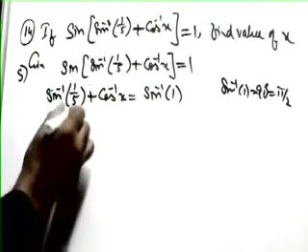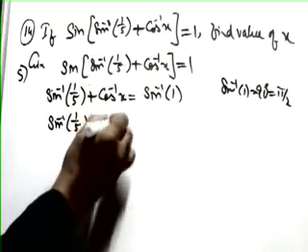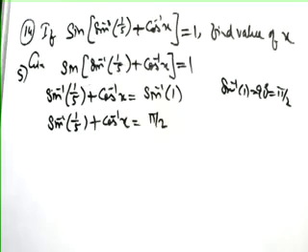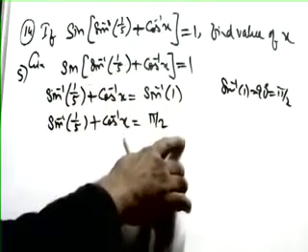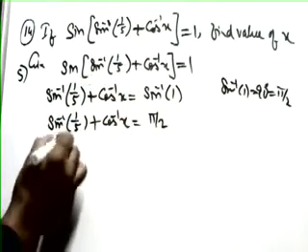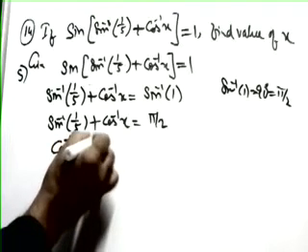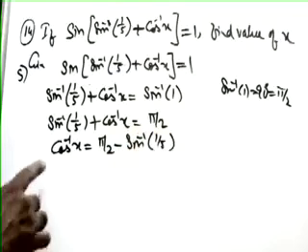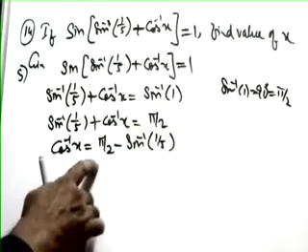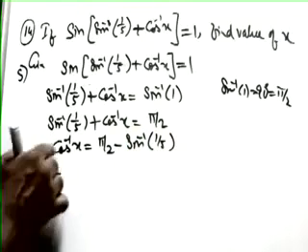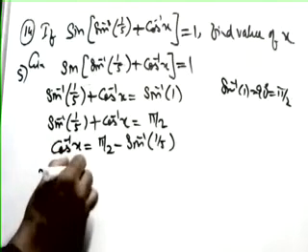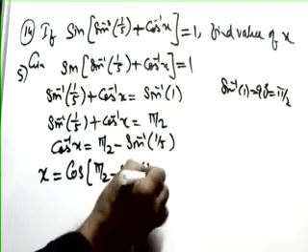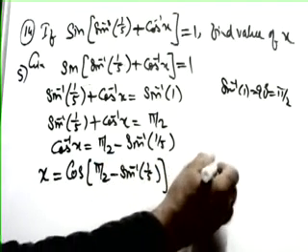So let me write this as sine inverse 1 by 5 plus cos inverse x equals sine inverse 1, which is nothing but 90 degrees, that is pi by 2. Now bring the sine inverse here. You write like this: cos inverse x equals pi by 2 minus sine inverse 1 by 5. Now bring this cos inverse here, it will be cos. We can write: x equals cos of pi by 2 minus sine inverse 1 by 5.